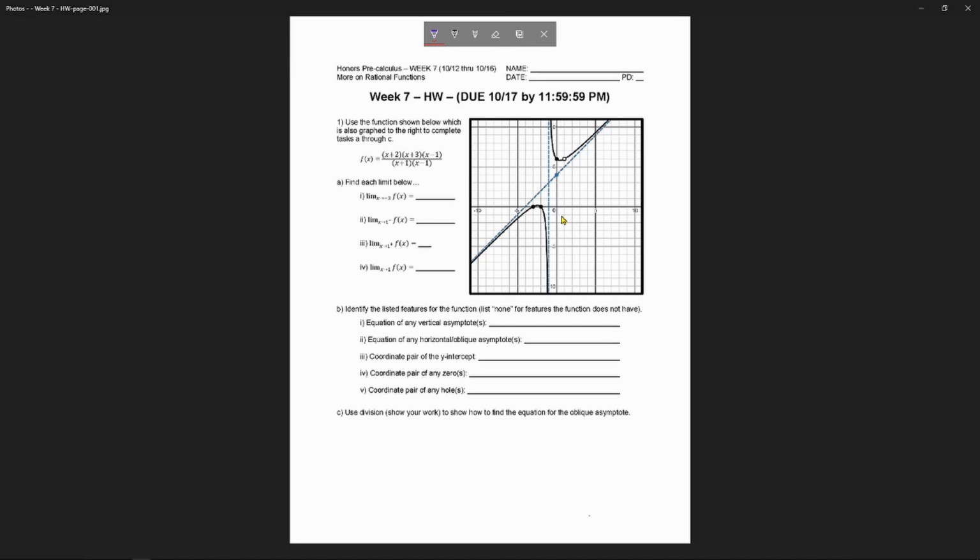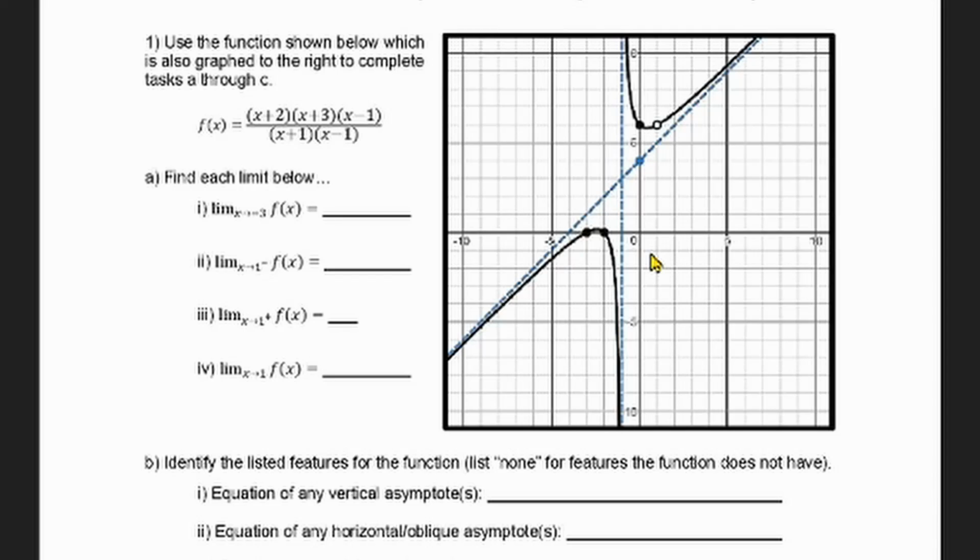Hey everyone, we got a nice easy problem here. We're looking at a graph, and the first thing we're asked for is to find some limits. So the first limit here is x approaches -3. So we look at our graph, we find x equals -3, so that will be this point here, and from the left side it looks like this is approaching 0.